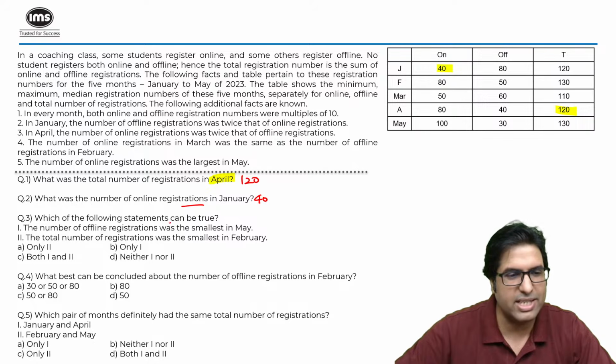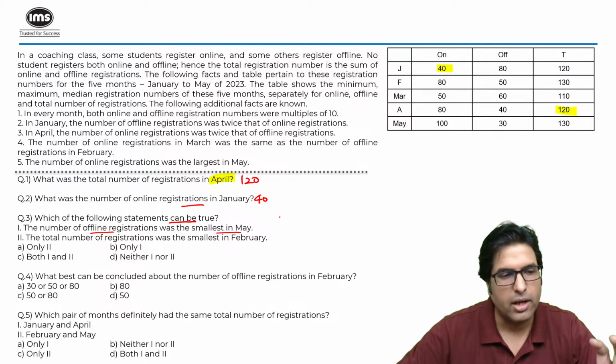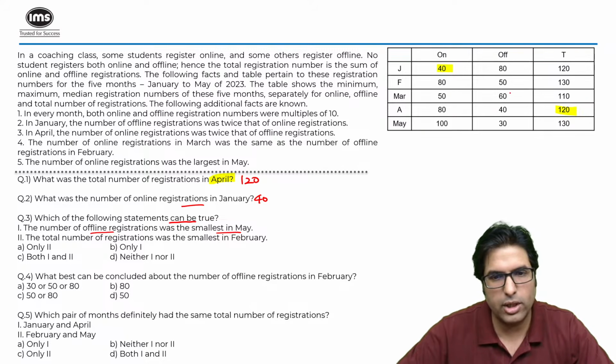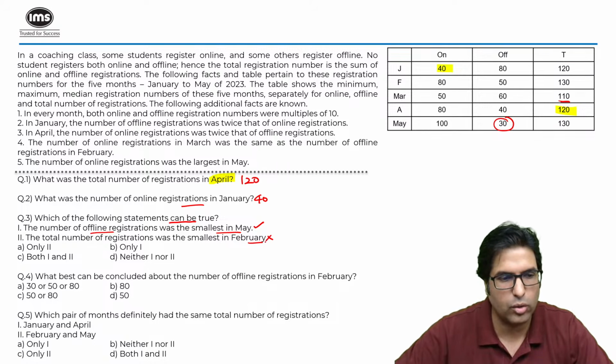Which of the following statements can be true? Understand, can be. The number of offline registrations was the smallest in May. Number of offline registrations was smallest in May, 30. Yes, this is true. The total number of registrations was smallest in February. Smallest in March, not in Feb. So this is not true. So only one is the correct answer.